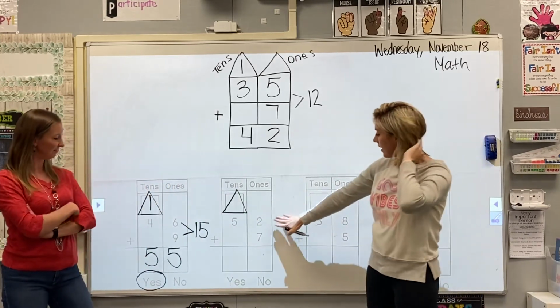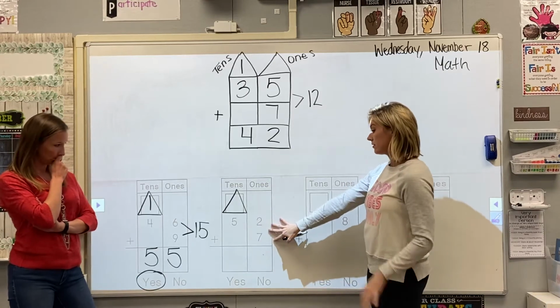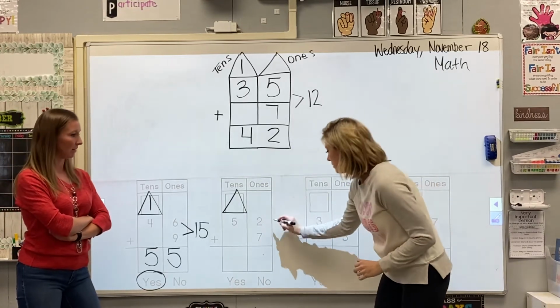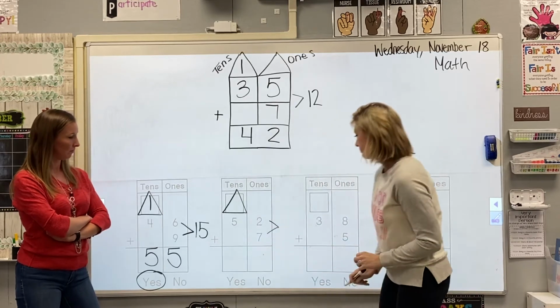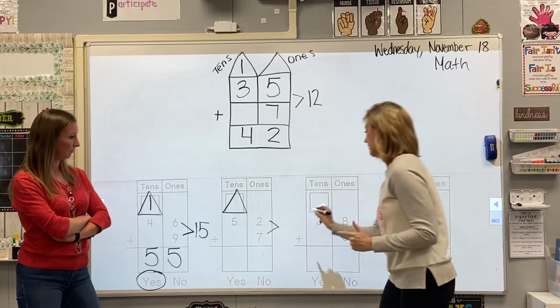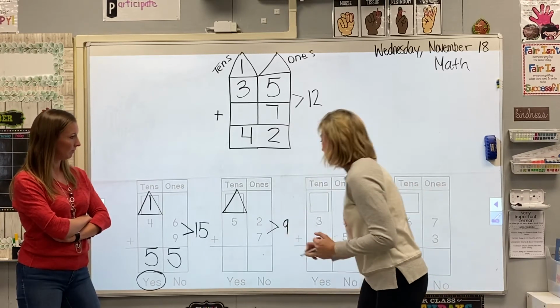So I know that I have to start by adding up all my ones to see if we can fit them in our house or if we need to send anybody next door. Exactly. So I'm going to draw my little arrow, and I'm going to add 7 plus 2: 7, 8, 9. I got 9. Well, look at that.